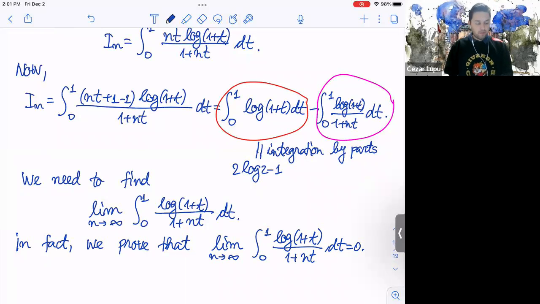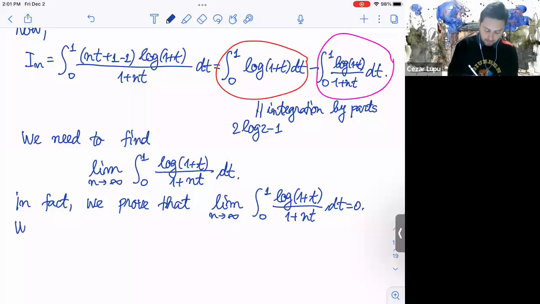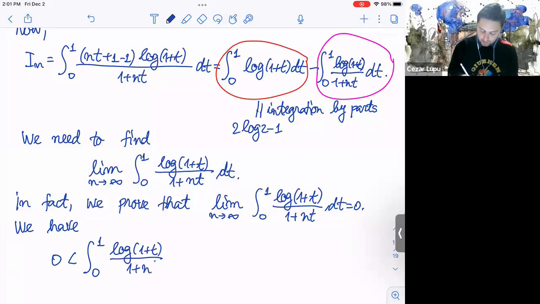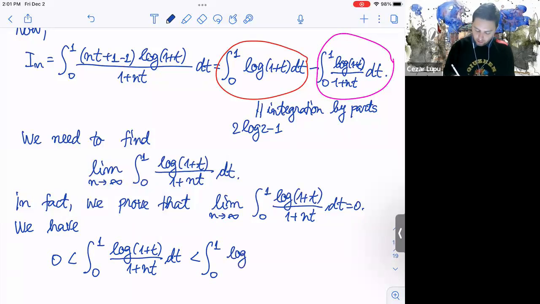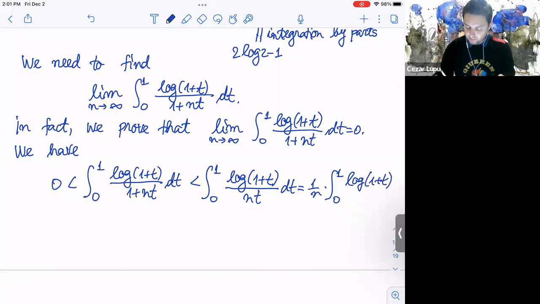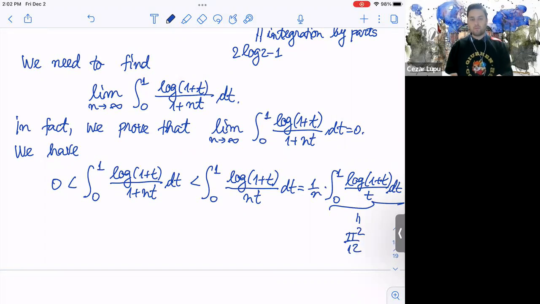Okay, so we're going to use a squeeze theorem. So basically we have that 0 is less than the integral from 0 to 1 of log of 1 plus t over 1 plus nt dt. And now what I'm going to do, I'm just going to neglect this one here. So I'm going to just do a brutal estimate. So this will be less than this integral of log of 1 plus t over nt dt. So if you want, this is nothing else than just this integral. And I think we've come across this integral a couple of times. We have seen it in lecture 15.3 or 15.4, I don't recall exactly. This has a value, it's pi squared over 12.